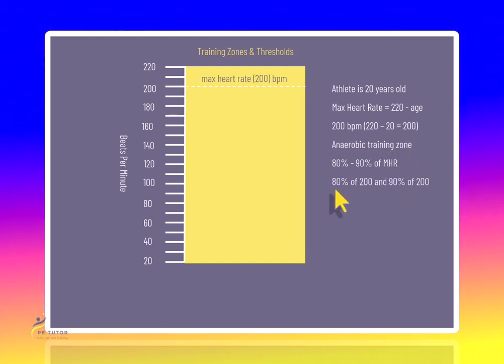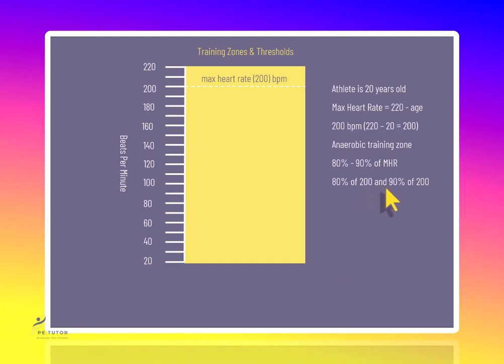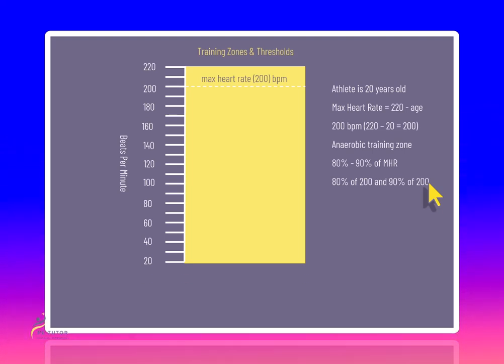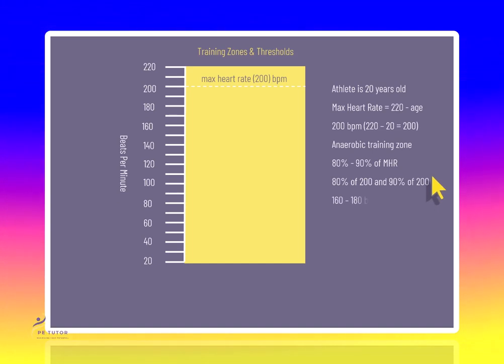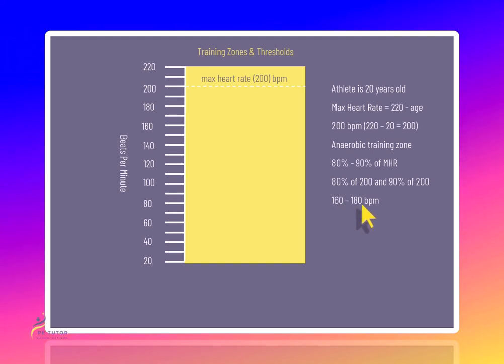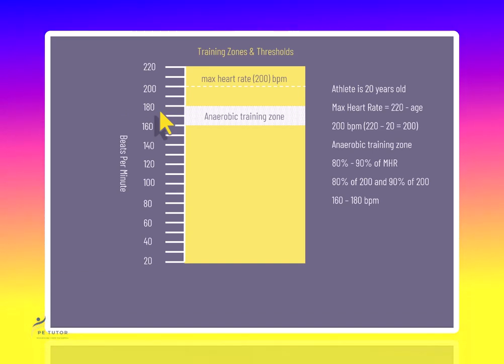So we're going to find 80% of 200, and we've got to find 90% of 200. If you've got your calculators there, it would be 0.8 times 200 and 0.9 times 200, but I've done that already. So we've worked out that it's 160 and 180, so it's between 160 and 180 beats per minute. So it's going to be up here somewhere, 160 to 180 beats per minute. So we can put that in there, and there is the anaerobic training zone. So we now know where the anaerobic training zone is.